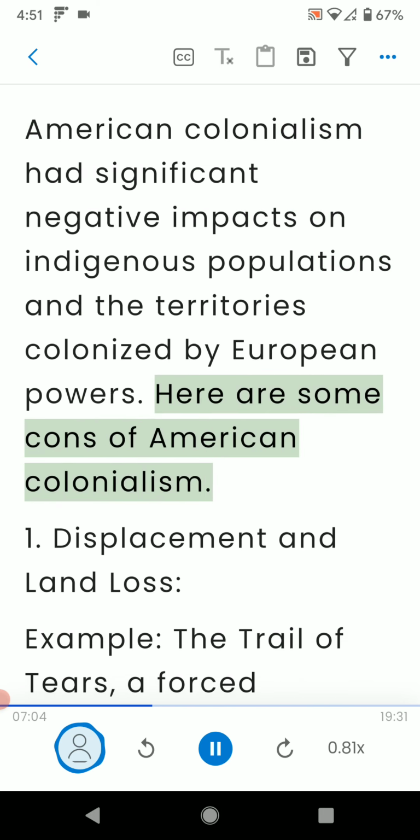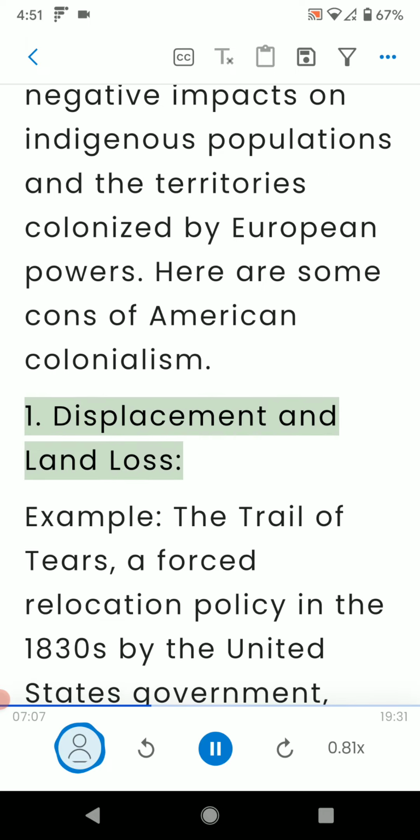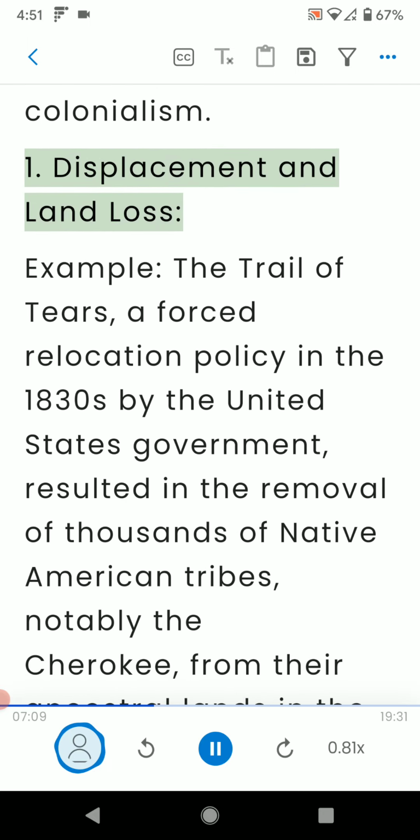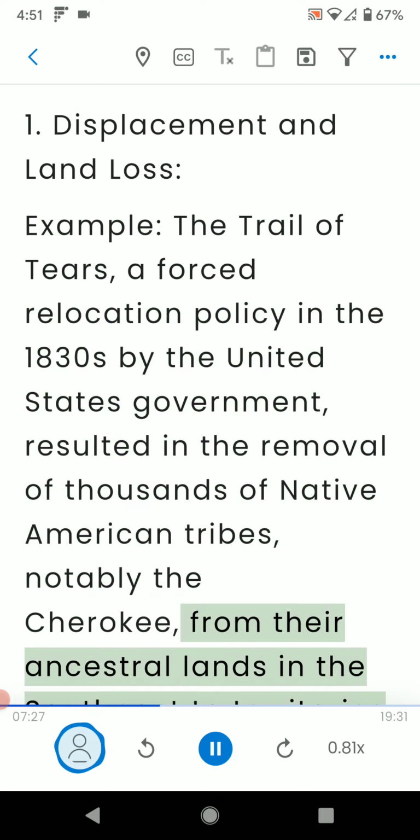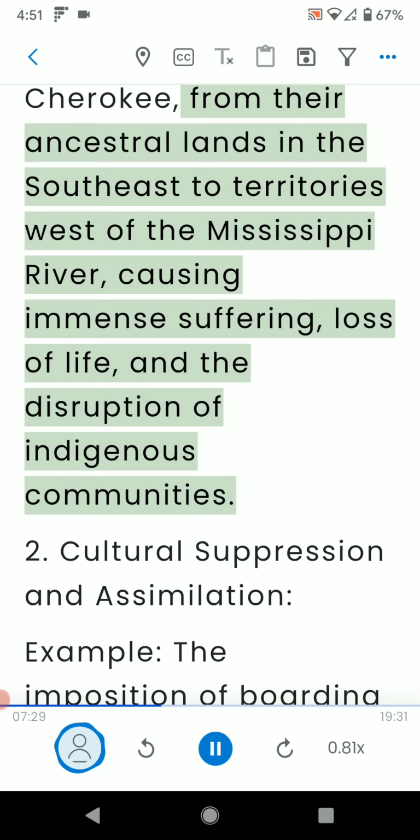Here are some cons of American colonialism. 1. Displacement and land loss. Example: the Trail of Tears, a forced relocation policy in the 1830s by the United States government, resulted in the removal of thousands of Native American tribes, notably the Cherokee, from their ancestral lands in the Southeast to territories west of the Mississippi River, causing immense suffering, loss of life, and the disruption of indigenous communities.